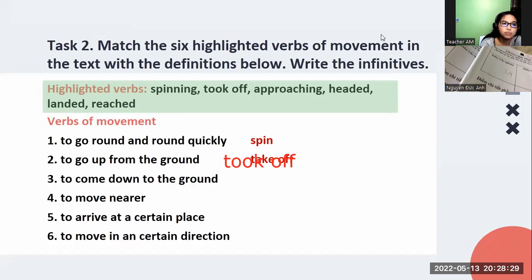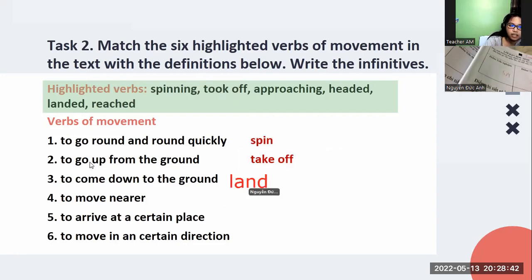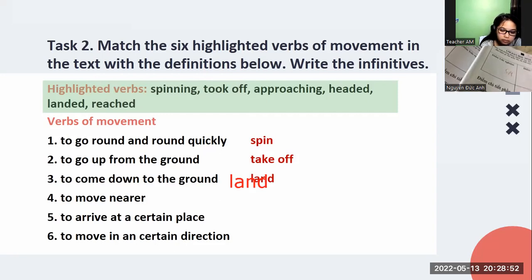Okay, so for this one, I want you to write the infinitives, not the conjugated word. For example, spinning. So what would be the infinitive for spinning? That is spin. Okay, took off. This is take off. Okay, to come down to the ground, this is land. Very good. How about number 4? To move nearer. Okay, so this is approach.